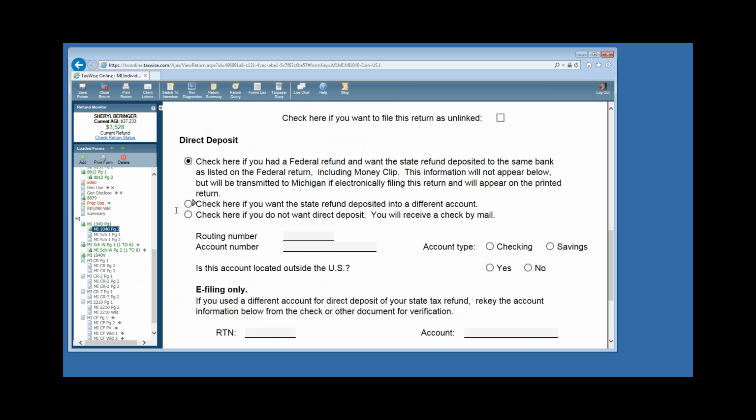If for some reason you have any issues with using that option, which I have had issues with in the past, it's the only reason I bring it up, you can select this option. Check here if you want the state refund deposited into a different bank account. Even though you select that, you have to put bank account information in. So just enter the same bank account information and it'll go right to that bank account. I've never had any issues with that.